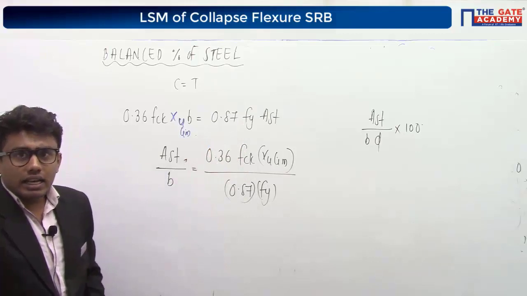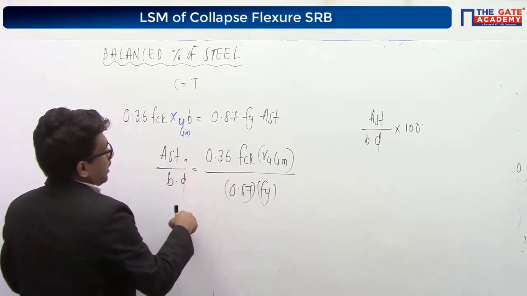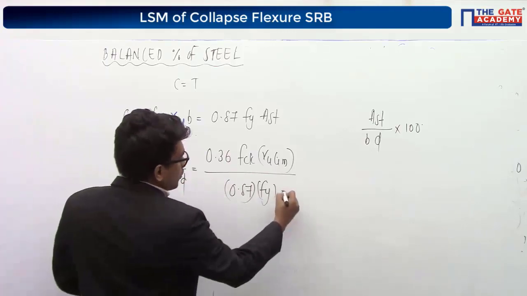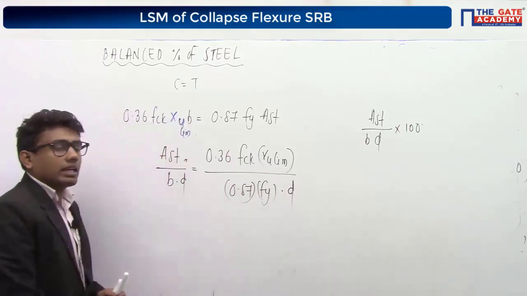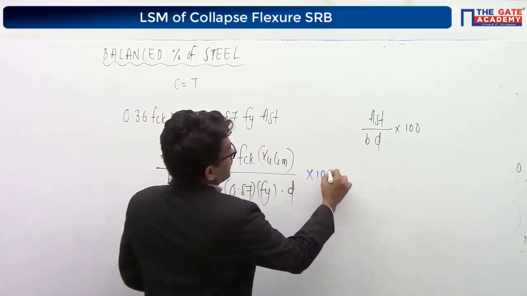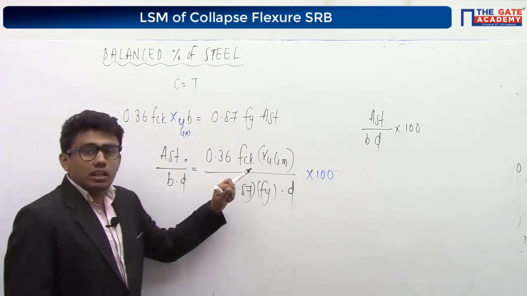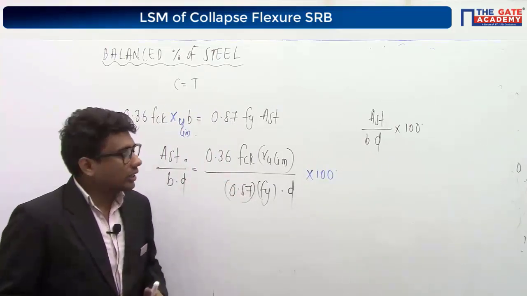That is our area of steel, but that will not be the complete equation. Now we need a D here. AST divided by BD, we have to put a D there also. So into 100 will give you the balanced percentage of steel. We don't know the value of FCK. FCK will be given in the question.